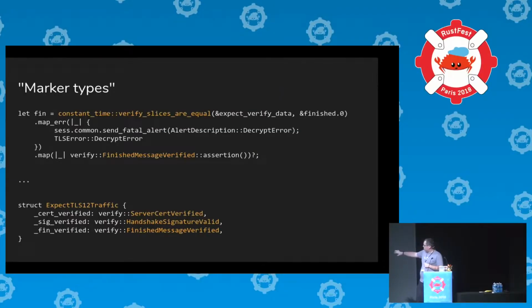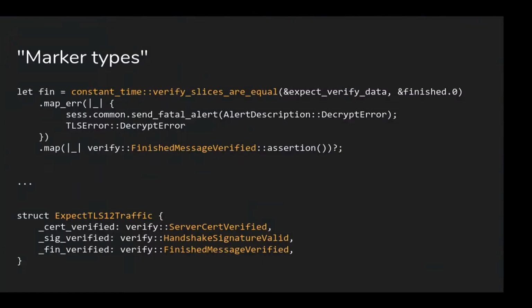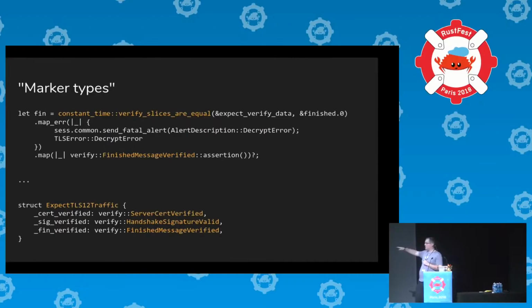And we have all these different 0 size types, which have only been created further up earlier in the connection. And that basically means that if you screw up this bit of code, then the compiler won't let you get to here. And all you have to do then is it's a code review task of looking for this finish message verified assertion function and convincing yourself that the only path to get there does actually do the verification.